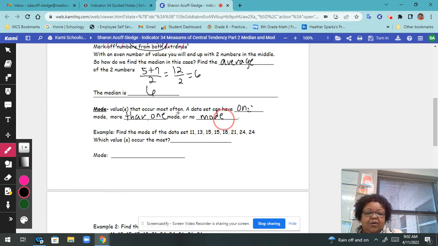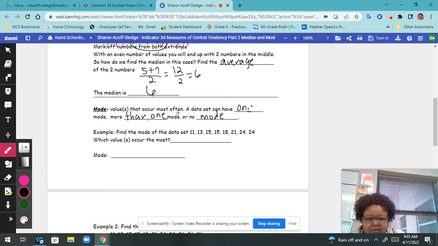So you don't have to have a mode just because you have a data set. So let's look at these numbers: 11, 13, 15, 15, 18, 21, 24, 24. And it's good to put your values in order for this one too, so you can see if you have more than one. So which value or values occur the most?